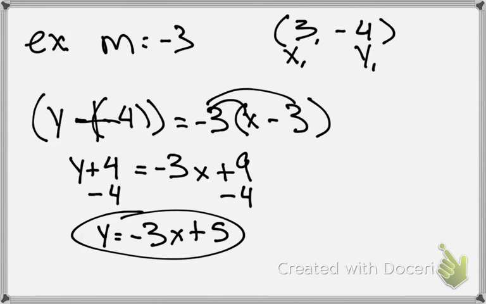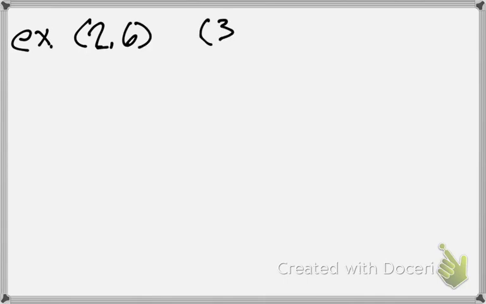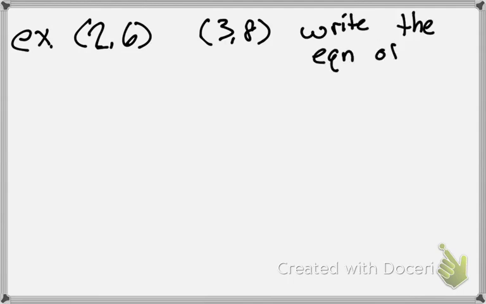There is one more example that I do want to cover because it is something that you'll see quite often. So we're going to start with a new example. I'm going to give you 2 different coordinate points. We'll say 2, 6 and 3, 8. So I want you to write the equation of the line. So the first thing that I want to do will be find the slope.